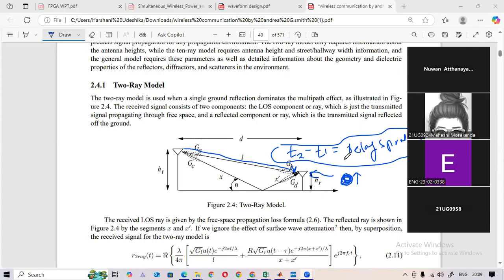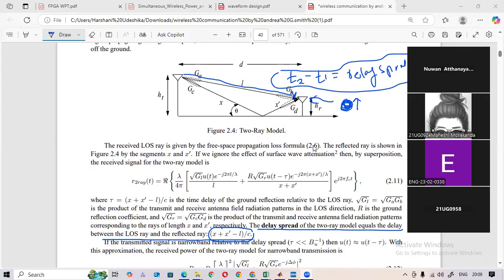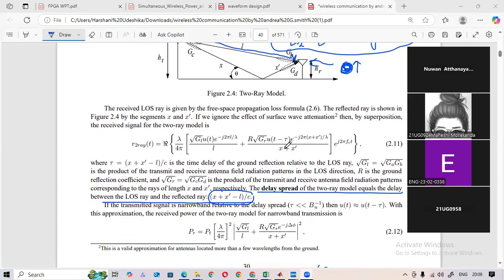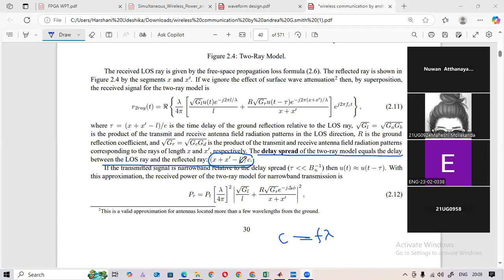Okay, I hope you heard the delay spread calculation, so it is not much difficult. Okay, so this is the delay spread. This is the reflected path time, and L divided by the velocity, that is the direct path time. So if you get the time difference between the reflected and direct path, it is the delay spread.